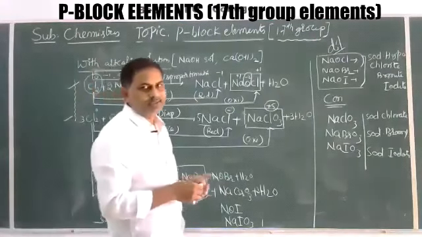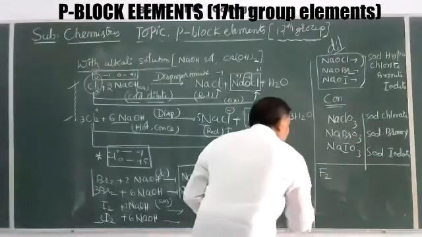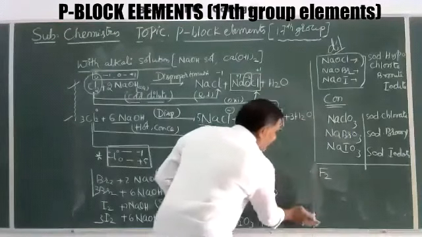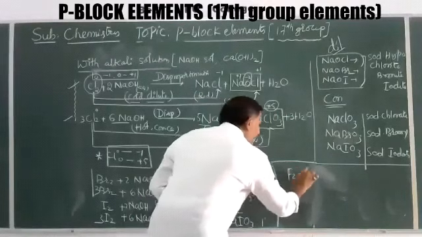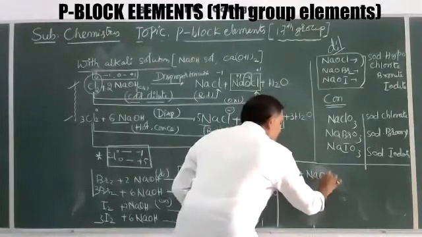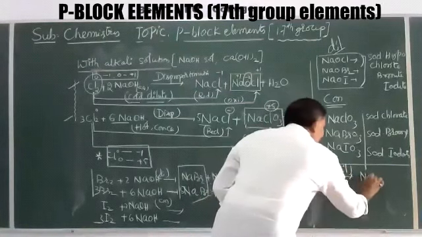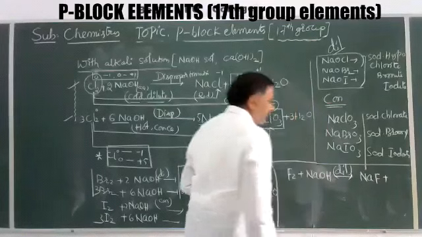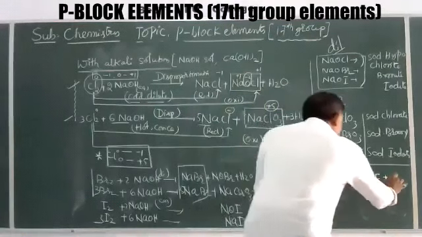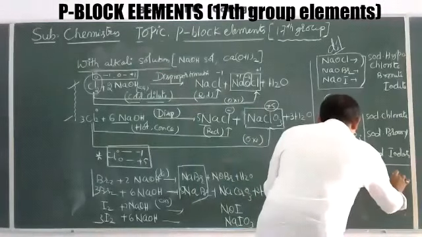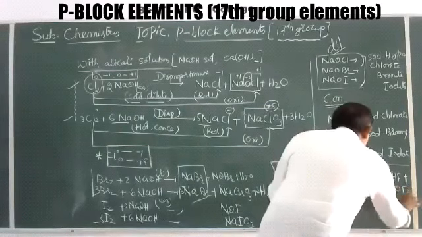Look at the different products. So here fluorine reacts, an important reaction. Fluorine reacts with NaOH, sodium hydroxide. In a dilute condition, it gives sodium fluoride NaF, and here sodium fluoride plus HF plus OF2 is formed.